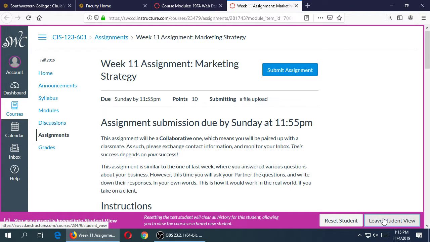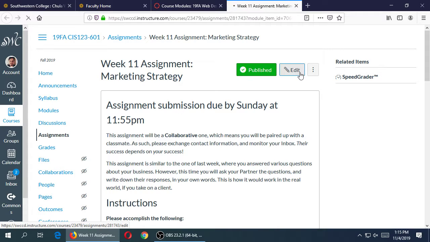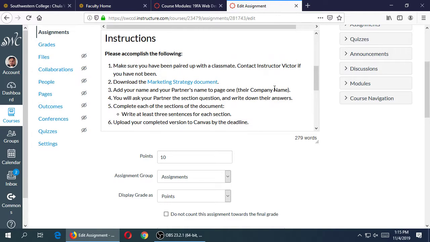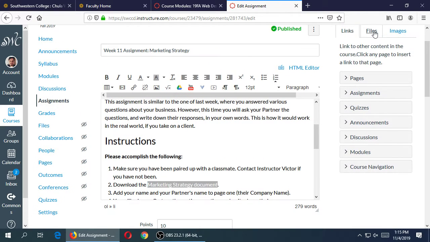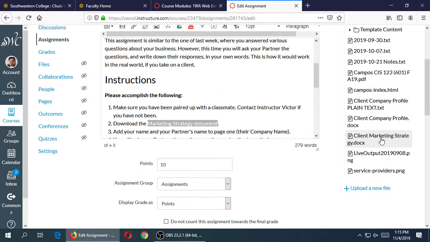Hold on. Leave the student view. You get to see behind the scenes how it all looks when you're an instructor. Just let me remove that. It wasn't that one, it was this one. Ergo client marketing strategy. That should be it.